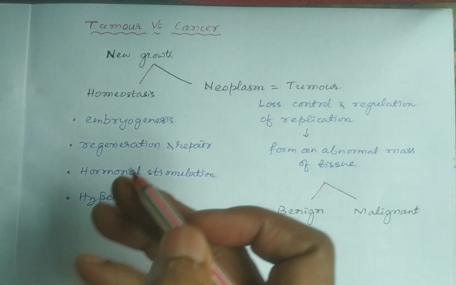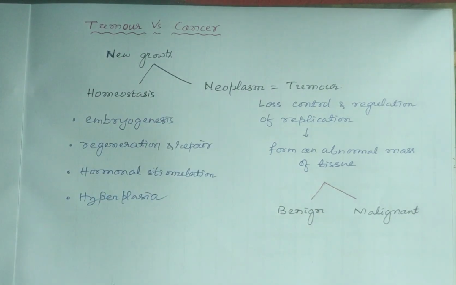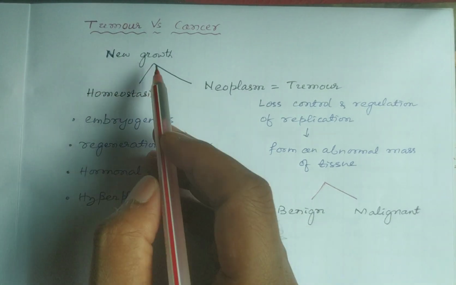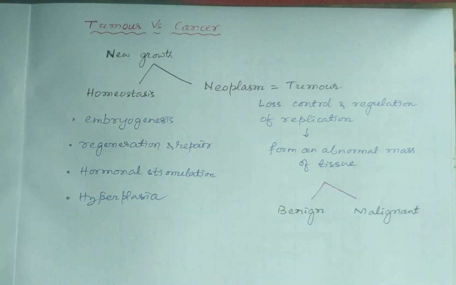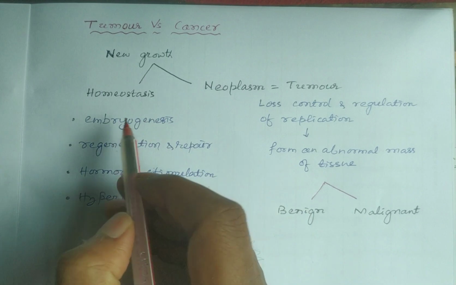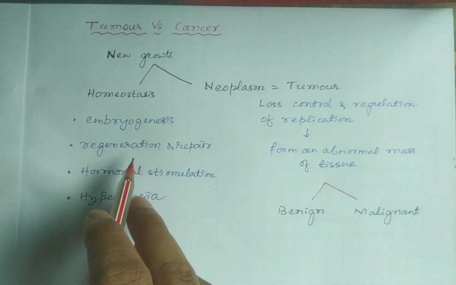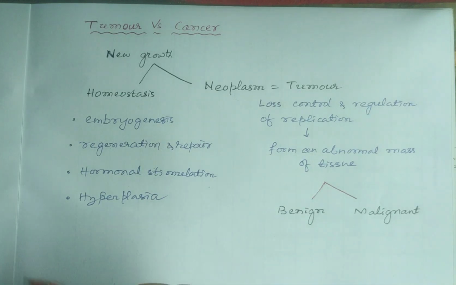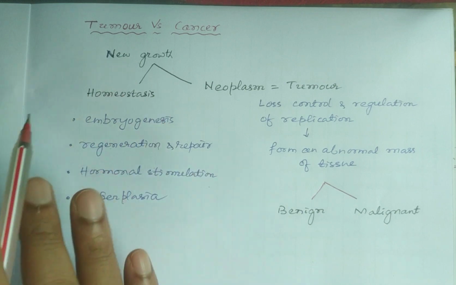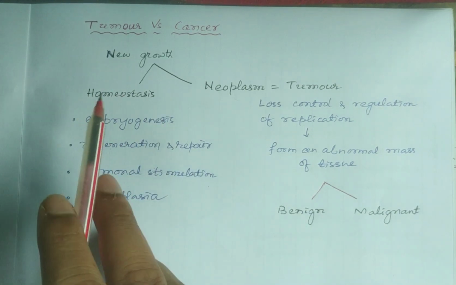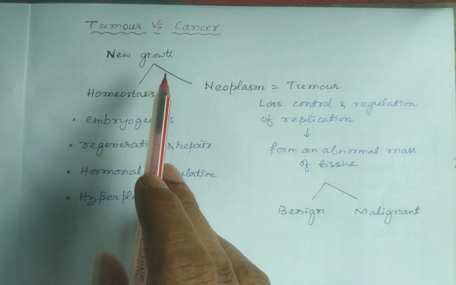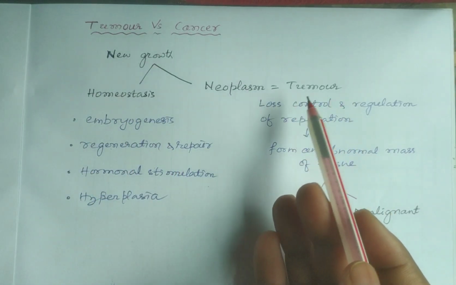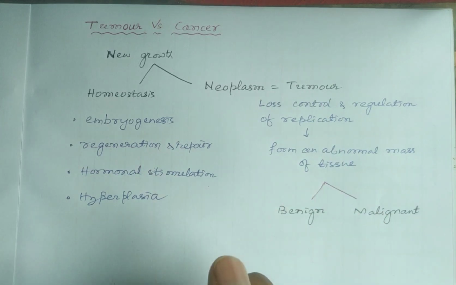So, whenever there is new growth in our body, that new growth may be for some homeostatic reasons, for example, during embryogenesis, during regeneration and repair, due to hormonal stimulation, or due to hyperplasia. There may be new growth, but that is normal. Sometimes this new growth is converted to neoplasm or tumor.